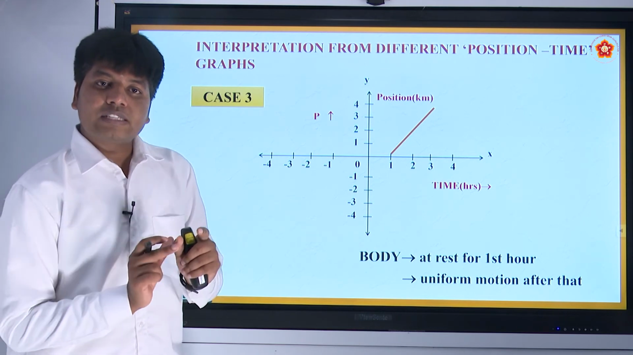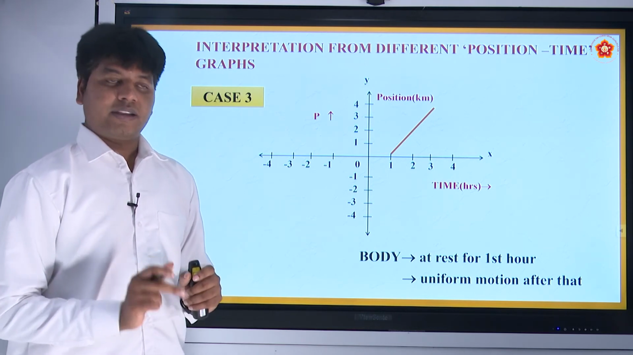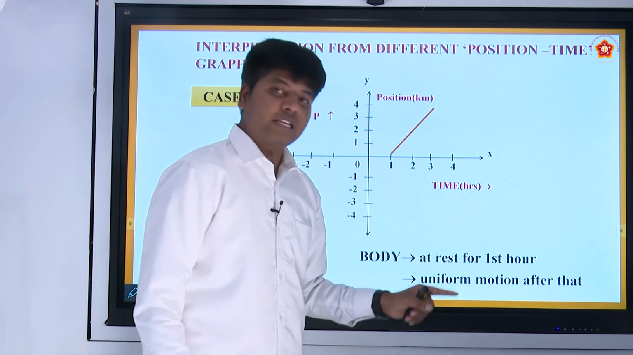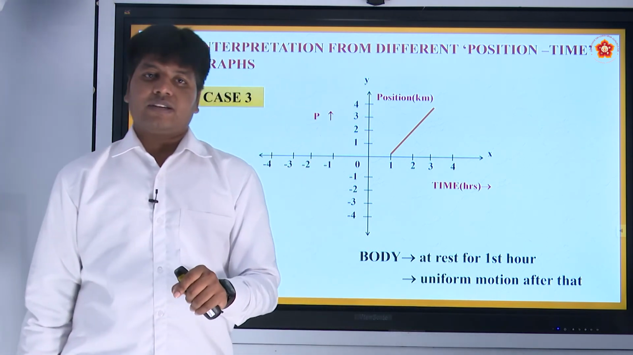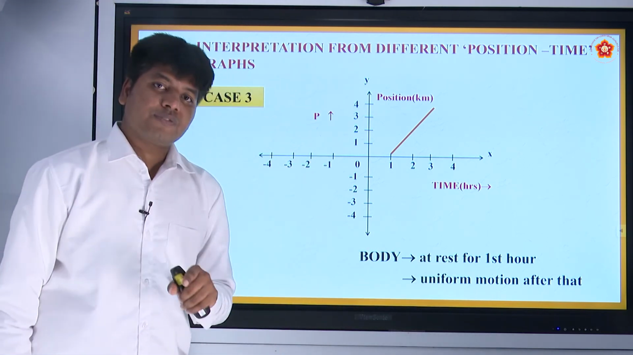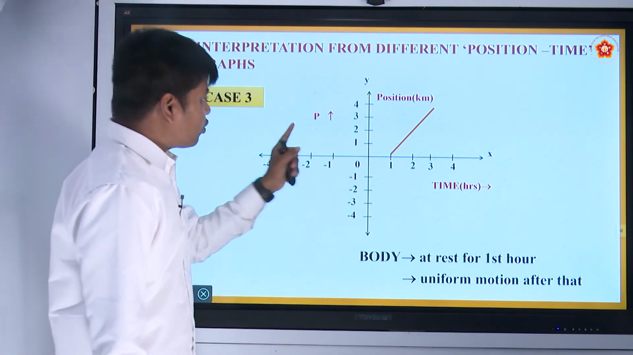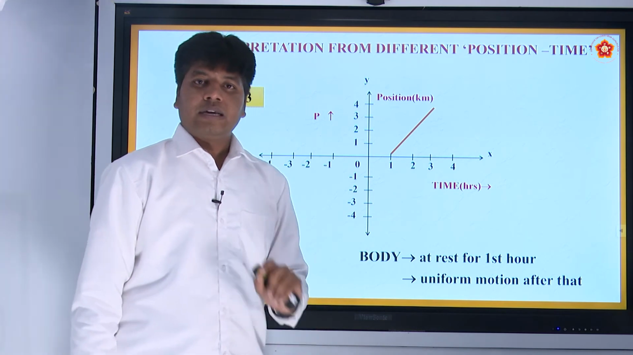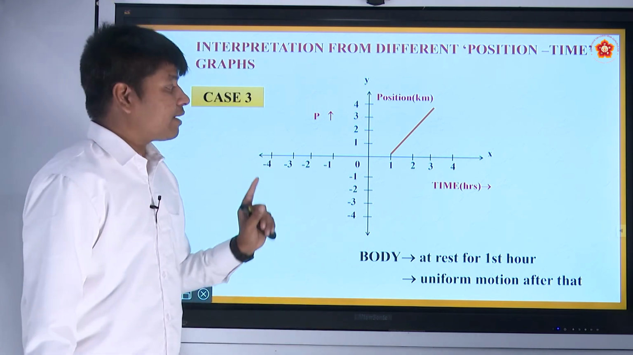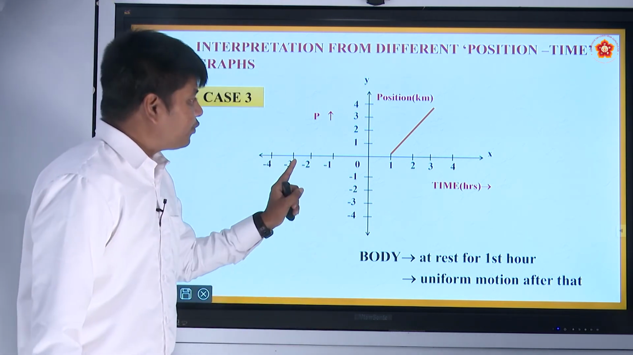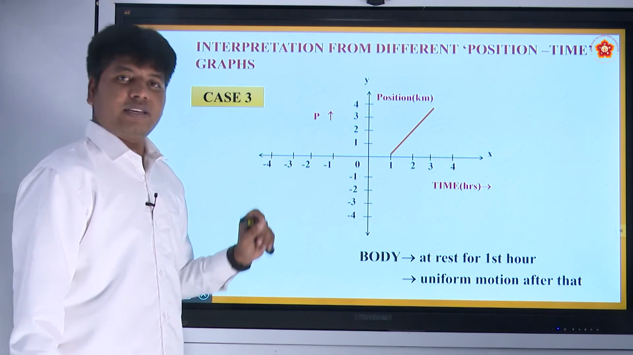So the velocity is constant there, right? In uniform motion, velocity will be constant. How do you know velocity will be constant from this graph? See, this is a straight line. What will the slope of a position-time graph give you? It will give you velocity.